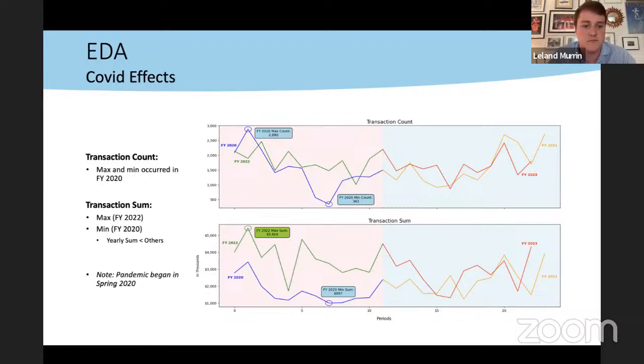So for transaction sum as well, we saw that there was also a huge dip and a very significant difference in the yearly sum for fiscal year 2020 compared to any other fiscal year, 2021 even. But very interestingly, once 2022 hit, even though the count of transactions was higher pre-pandemic, post-pandemic in 2022, there was a larger revenue stream.